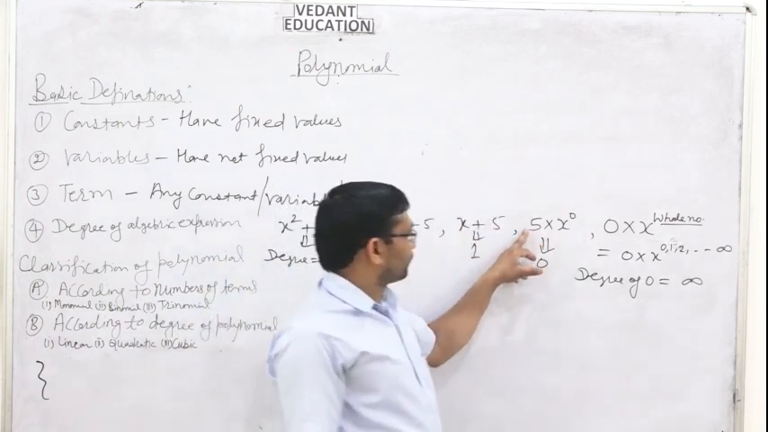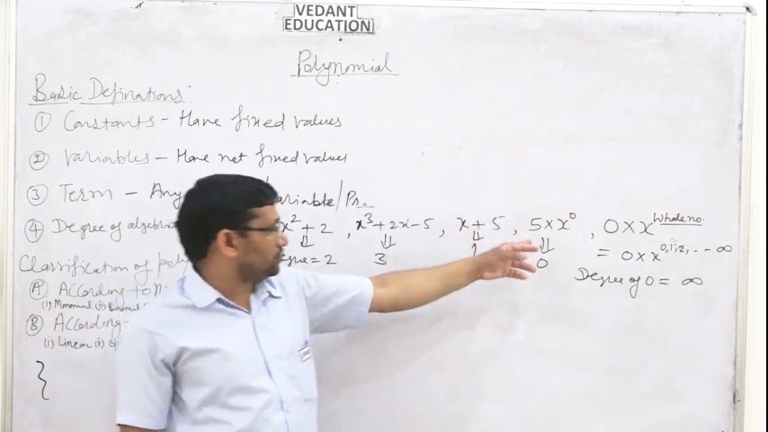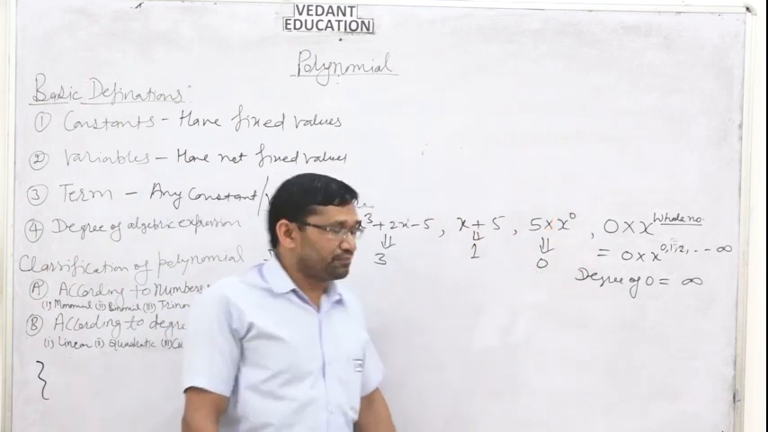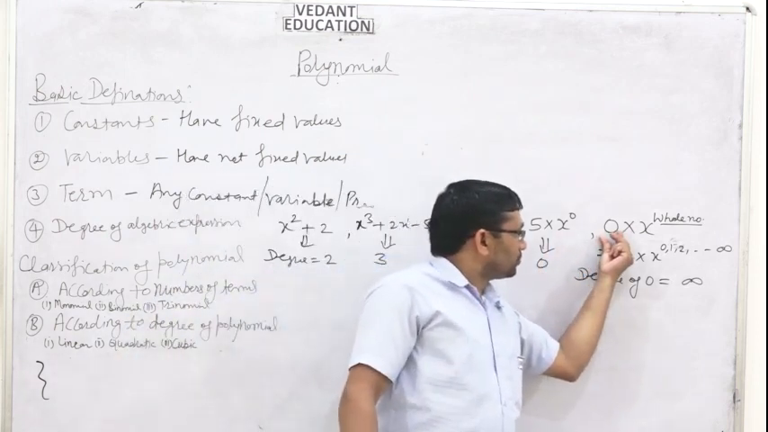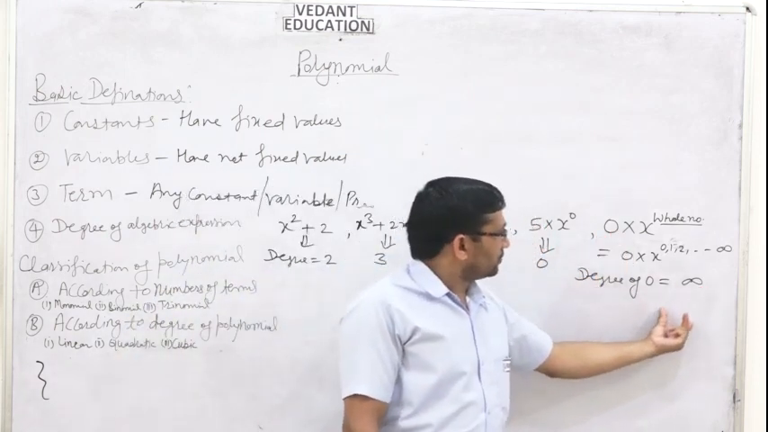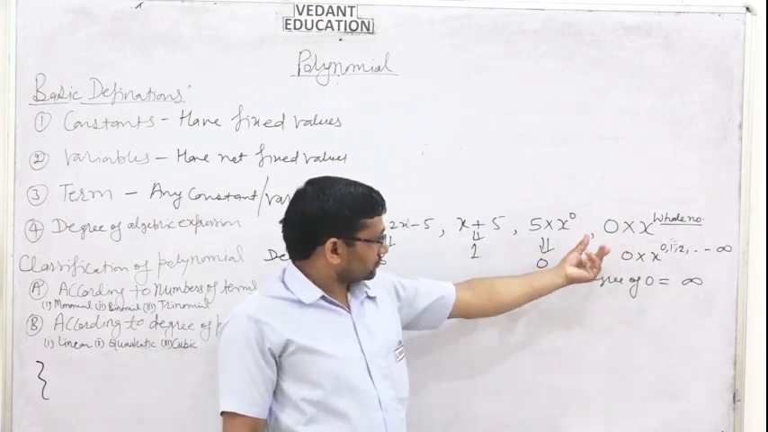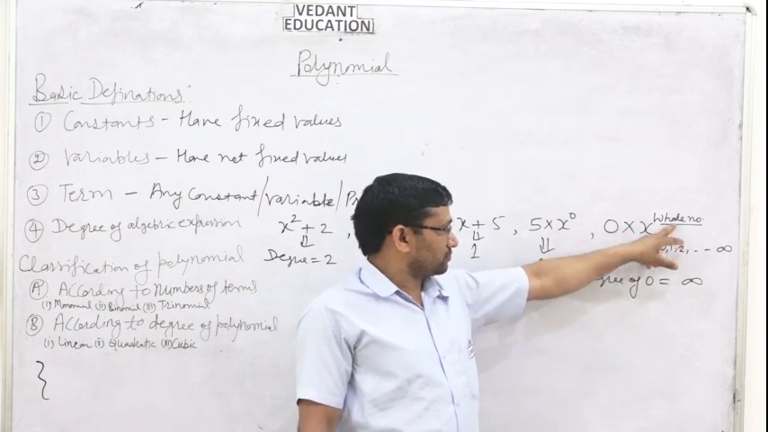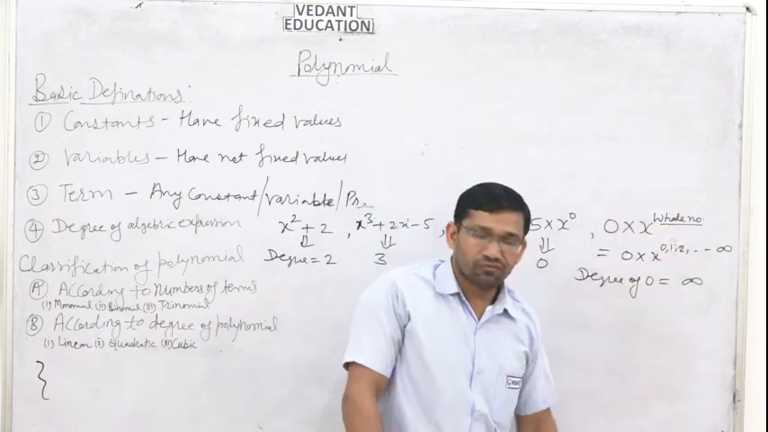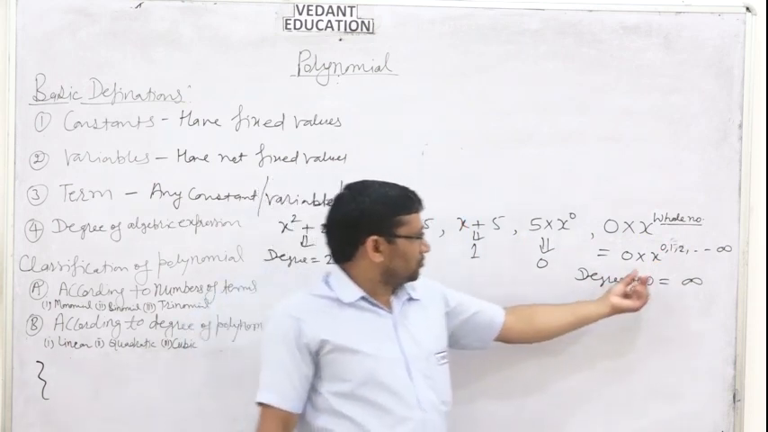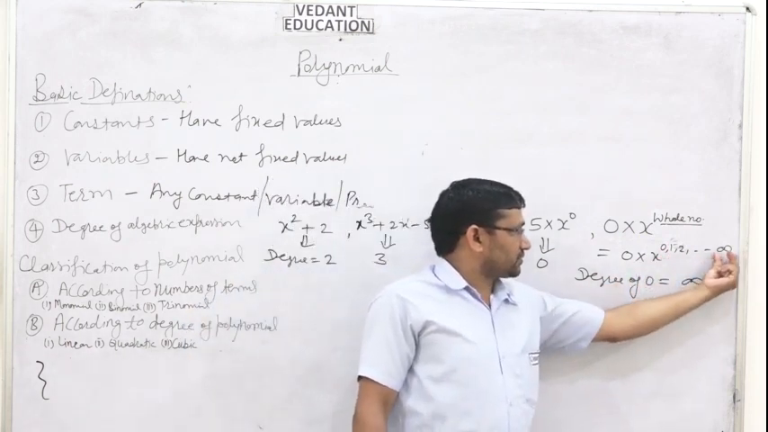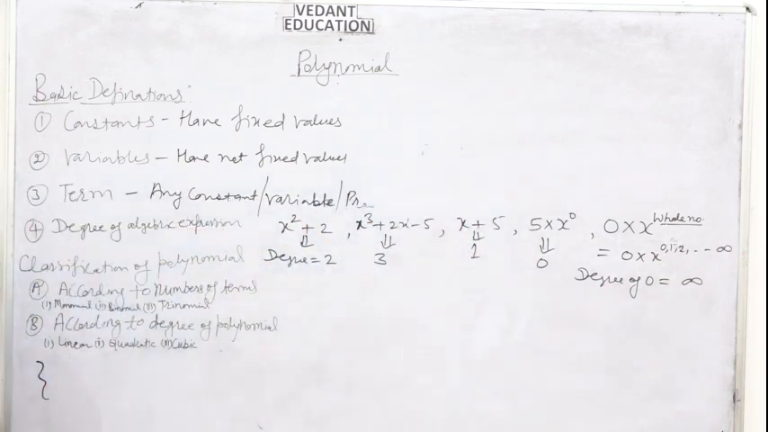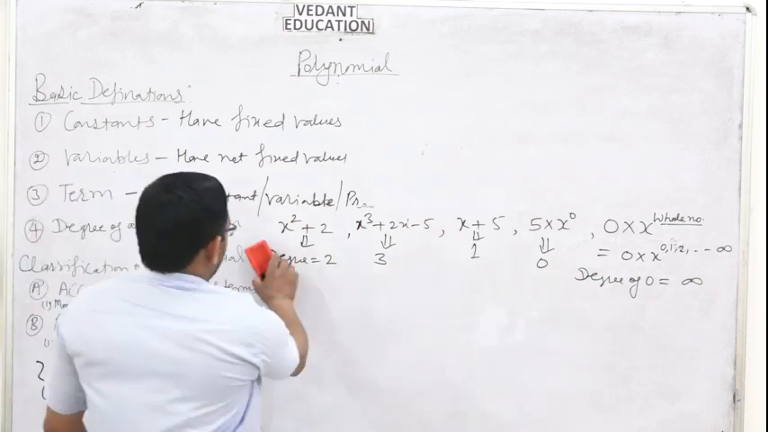And the degree of 5: we can represent it as 5 multiply x power 0, so the degree is 0. The degree of 5 is 0. And the degree of 0 is infinity, because we can represent 0 in the form of 0 multiply x power any whole number. Whole numbers are 0 to infinity. 0 is the minimum power, the highest power of the variable is infinity, so the degree of 0 is infinity. So these are examples of algebraic expressions and their degree.